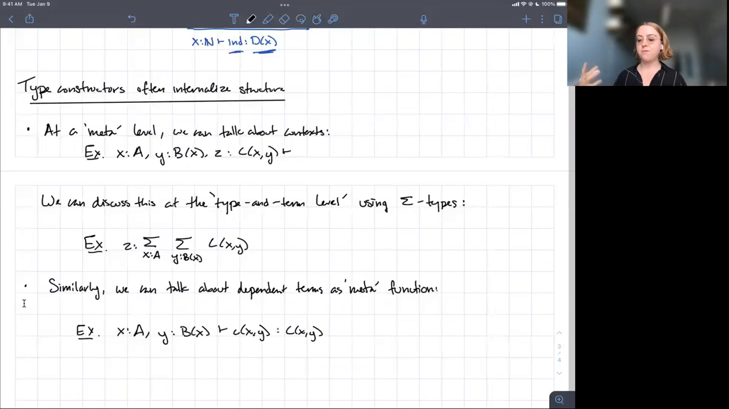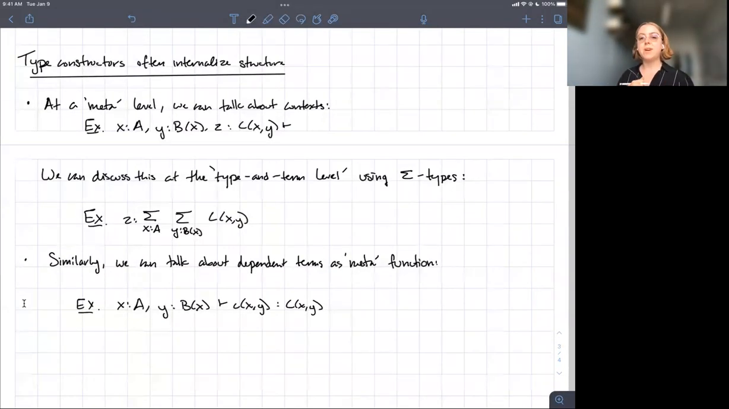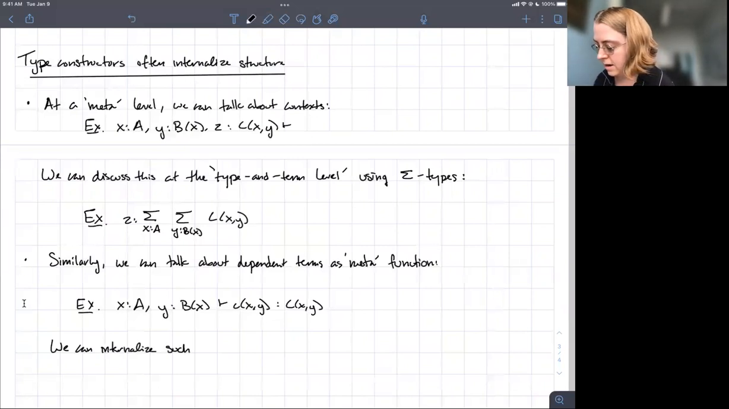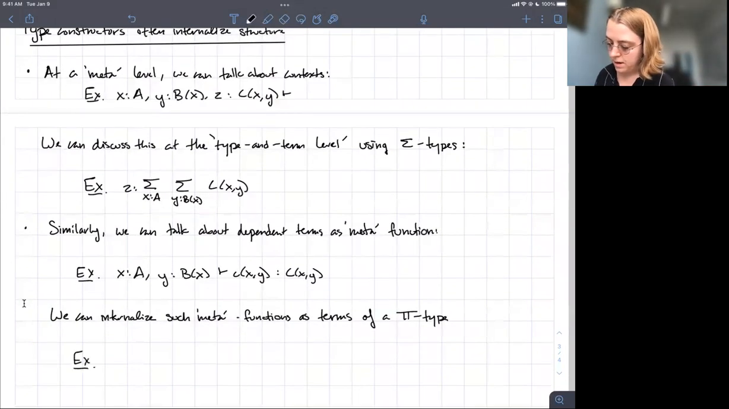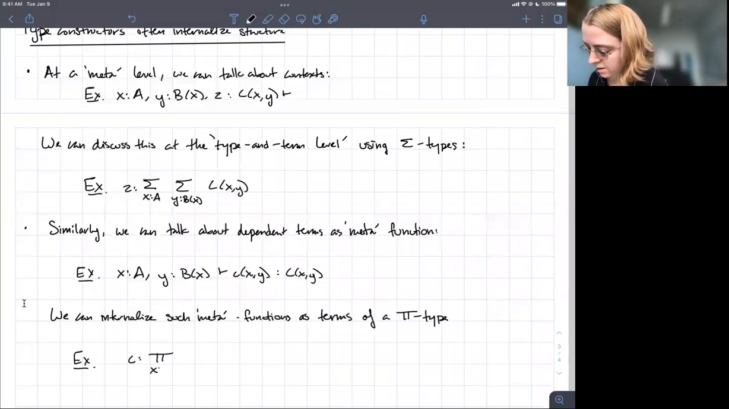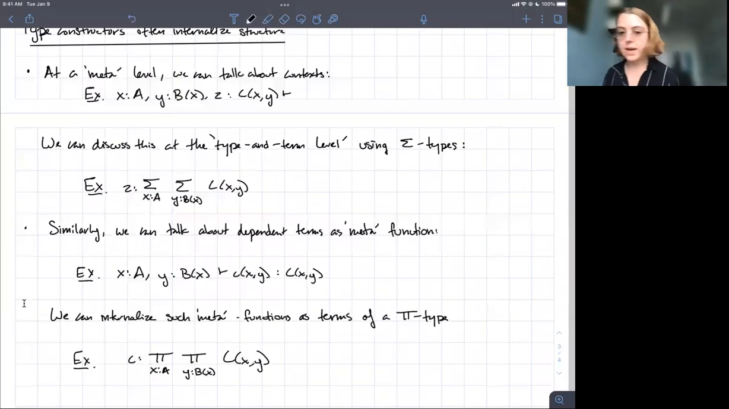Okay, this is just a kind of external function, but certainly the function types that we've learned about internalize this notion. So we can internalize such meta functions as terms of a pi type, dependent product type. So for this one, we can use pi introduction to kind of curry things and get a c in the pi type, for all X in A, for all Y in B of X, C of X, Y.